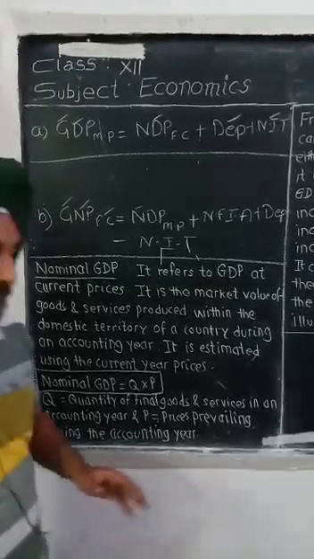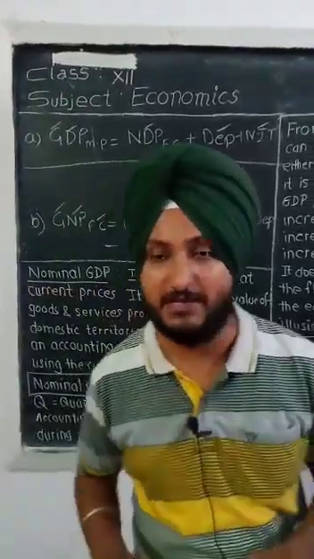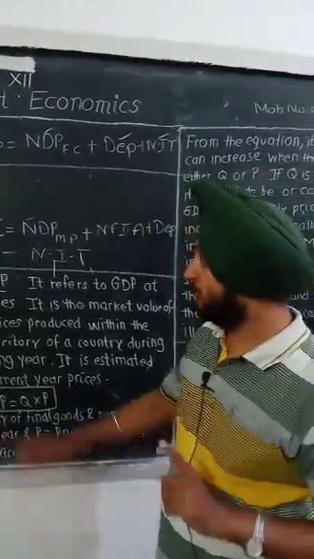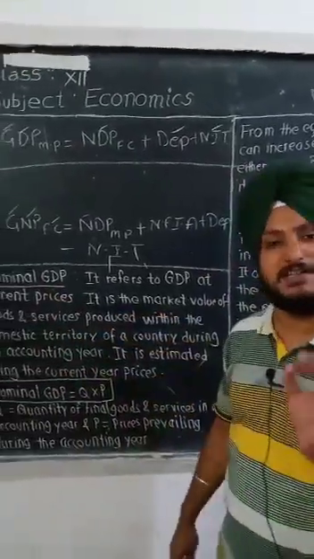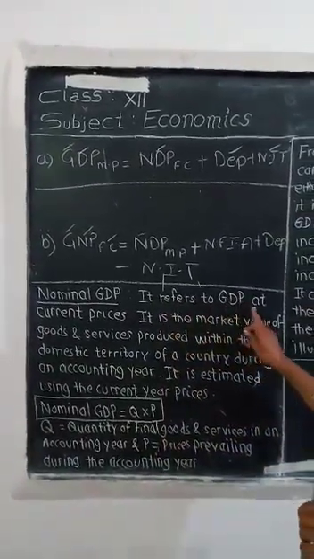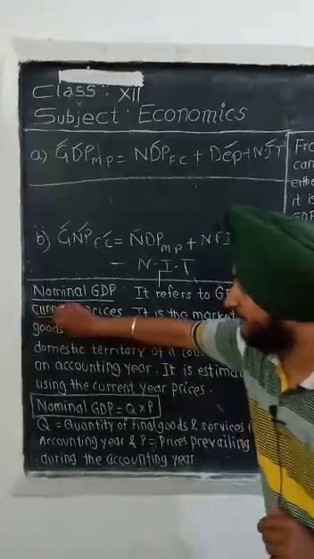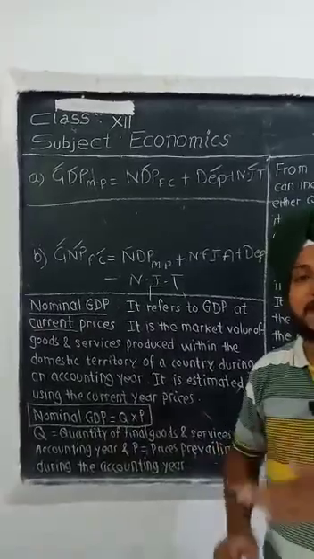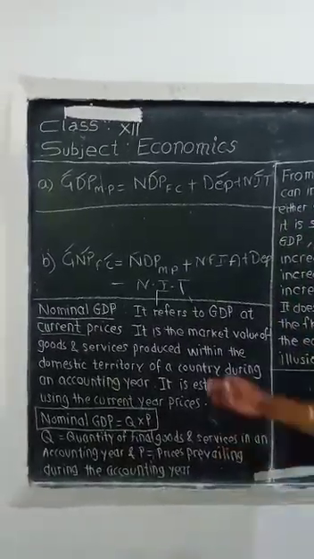Yes students, now we are going to touch a fresh topic, that is real GDP and nominal GDP. First of all, we will begin with nominal GDP. What is the meaning of nominal GDP? It refers to GDP at current prices. Whatever prices are going on in the economy right now, it is based on those prices.